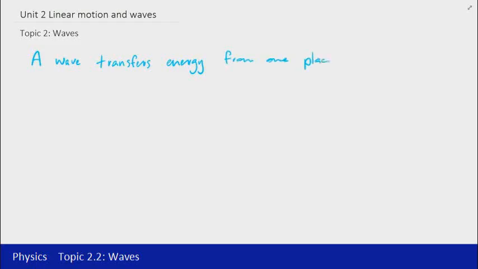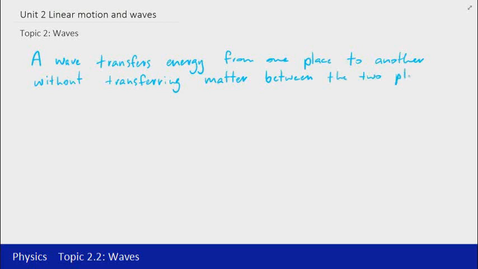And the other critical thing associated with that is that while it's transferring energy, it's doing it without transferring matter. So we don't have a particle moving along that causes the energy to be transferred as, say, kinetic energy of the particle. We're looking at how energy can be transferred without the transfer of matter. So that's the first thing to keep in mind about waves. So basically just a definition of waves.